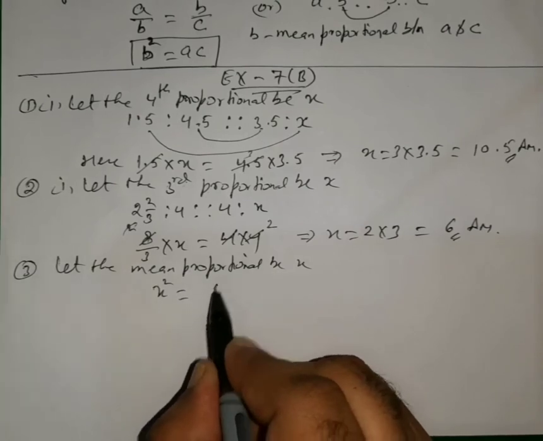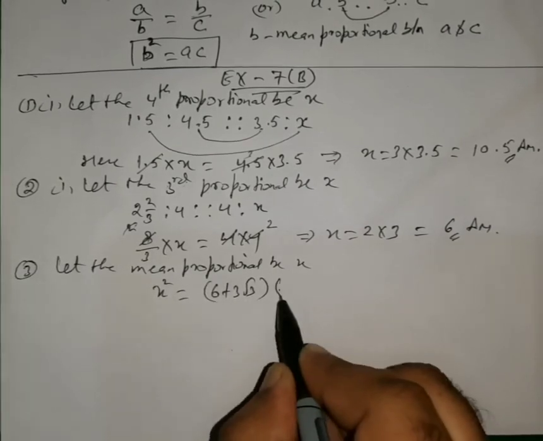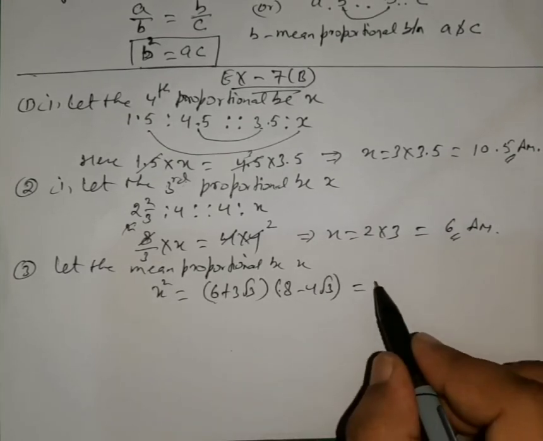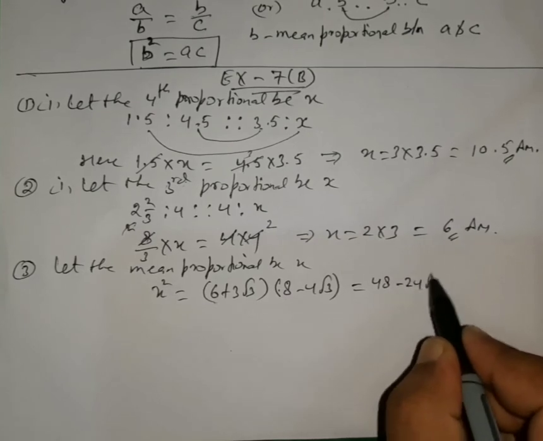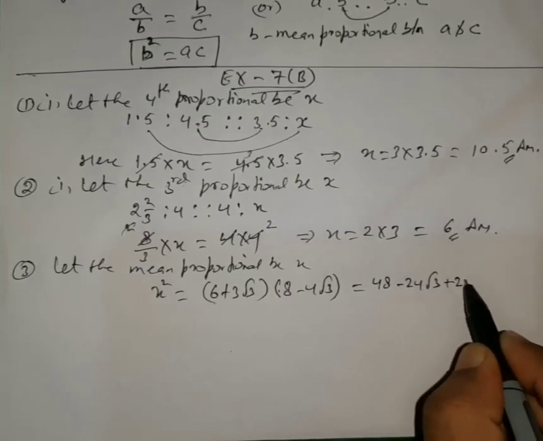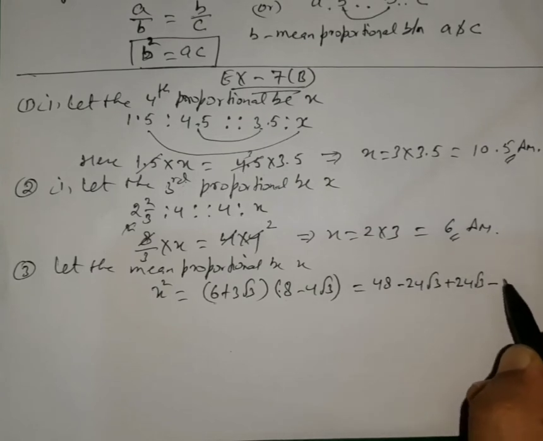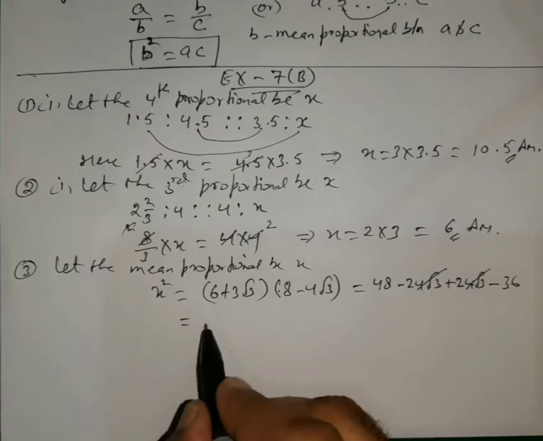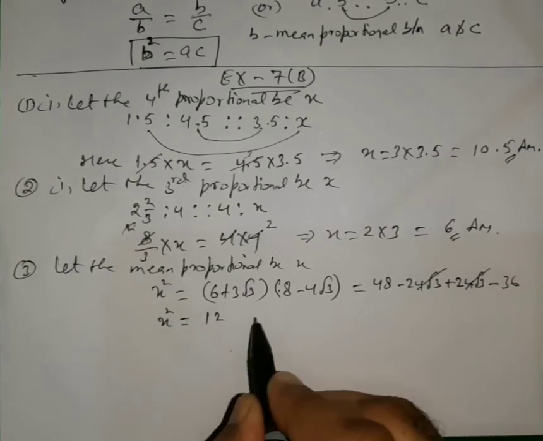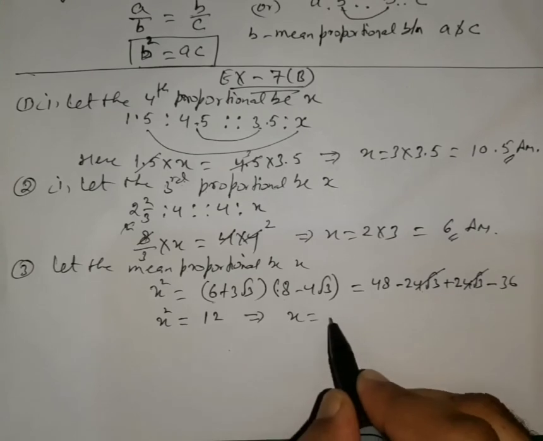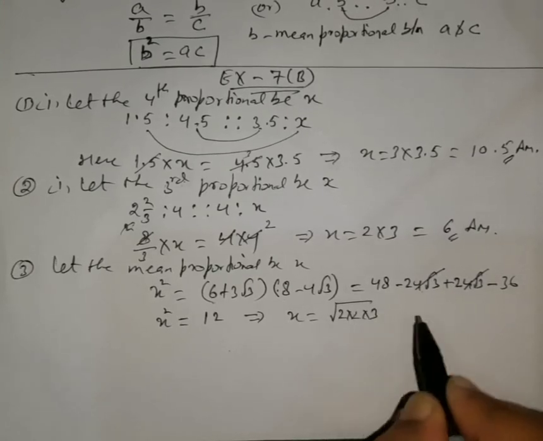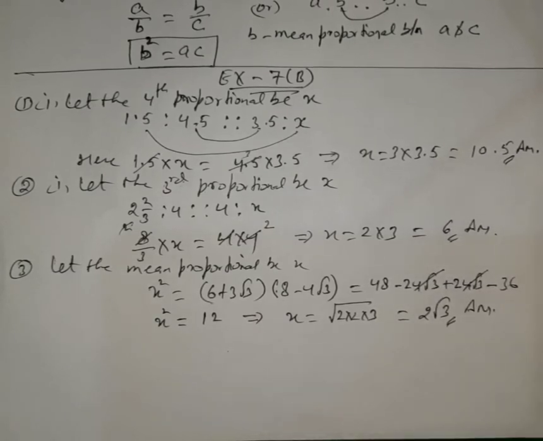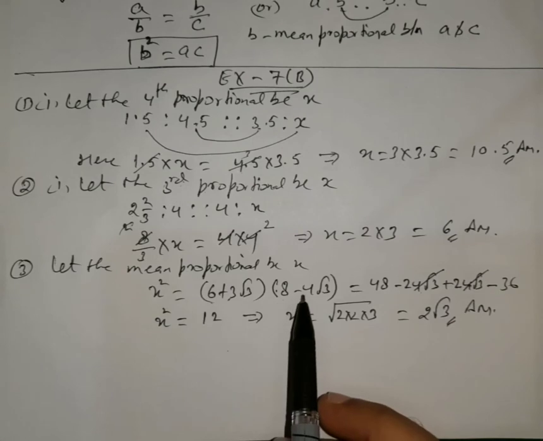So this will be x square equal to 6 plus 3 root 3 multiply 8 minus 4 root 3. Now we can multiply these. So 8 6 are 48 minus 24 root 3 plus 24 root 3 and minus 36. So this 2 will get cancelled and this will be equal to 48 minus 36. So that will be equal to 12. So x square is equal to 12. So from here we get x is equal to root of 2 multiply 3. So this is equal to 2 root 3. So this is the mean proportional between first this and this.